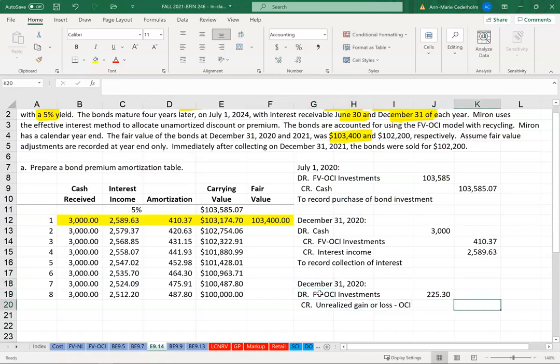So the difference here between a fair value through net income investment and a fair value through OCI investment is when we put it through net income, this part of the journal entry will go through the income statement. But when we're putting it through OCI, this part of the journal entry will go through OCI, and then close into accumulated other comprehensive income on the balance sheet at the year end. So I'll just say to record fair value adjustment.